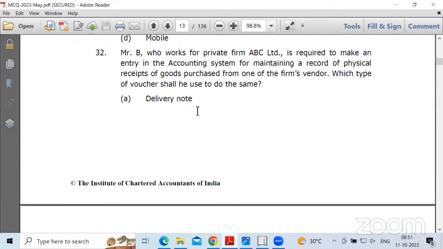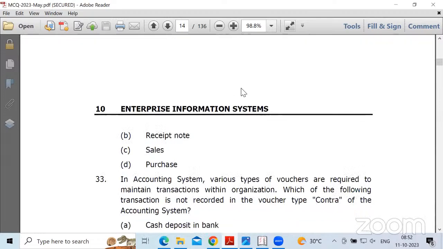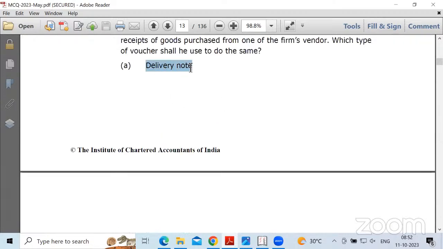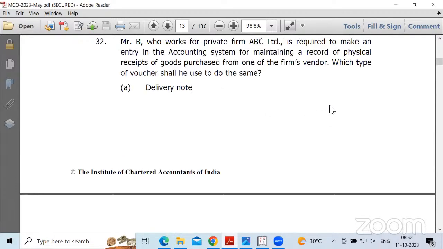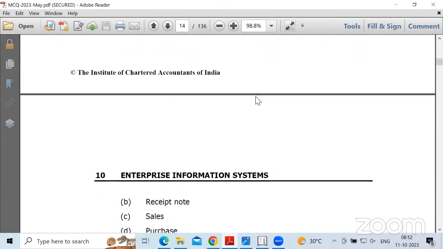Then, a person who works for the private firm ABC Limited is required to make an entry in the accounting system for maintaining a record of physical receipts of goods purchased from one of the firm's vendors. Which type of voucher shall he use? Delivery note, receipt note, sales, purchase. Sales is for making sales, purchase is for making purchases. Receipt note is what you give after receiving the goods. Delivery note is what you give after supplying the goods. So here the question is about an entry in the accounting system for maintaining a record of physical receipt of goods. The receipt of goods is based upon the receipt note.